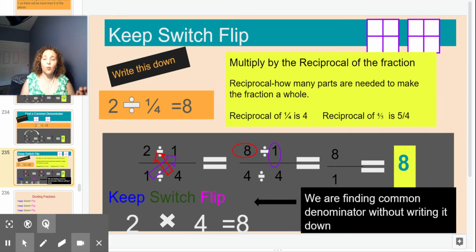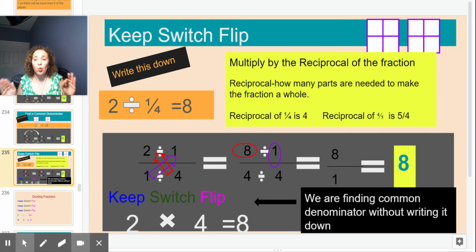Okay, well, it's not another one. It's the same one, but I'm going to rock your world. Are you sitting down? I hope you are because I'm just going to rock your world, okay? So write this down. There is a shortcut. Here is the shortcut, okay? So the shortcut is to multiply by the reciprocal of the fraction. Reciprocal. So write it down.